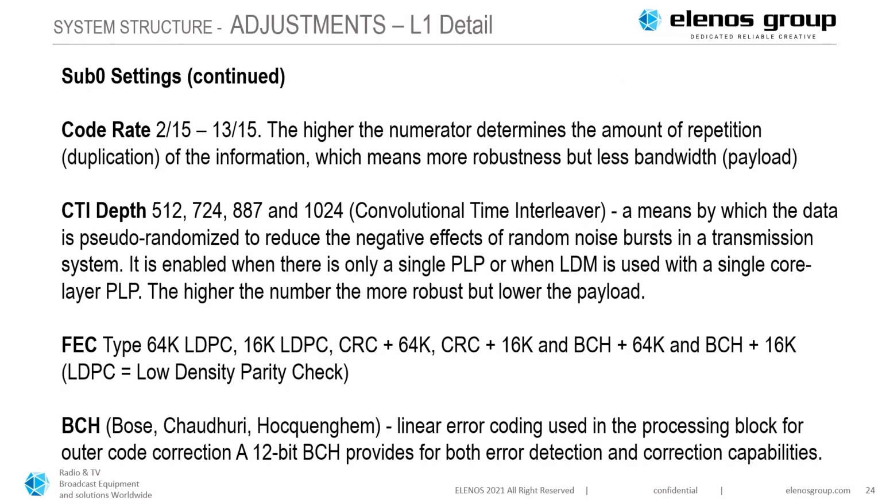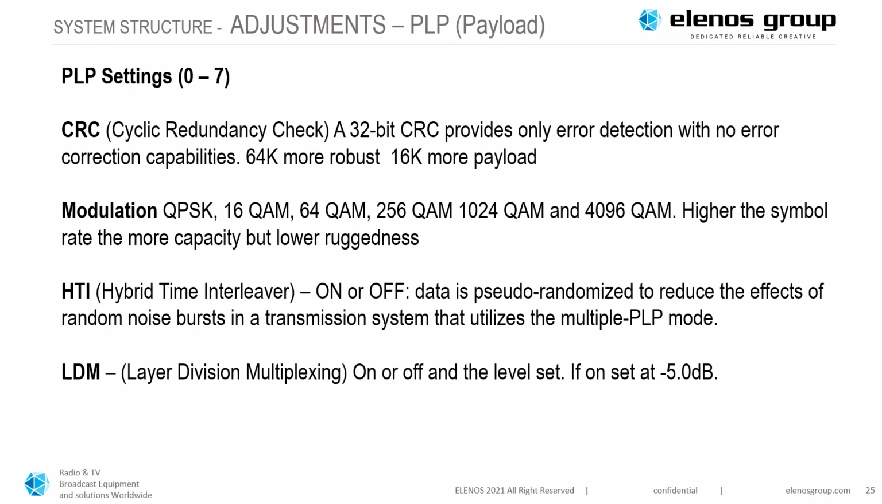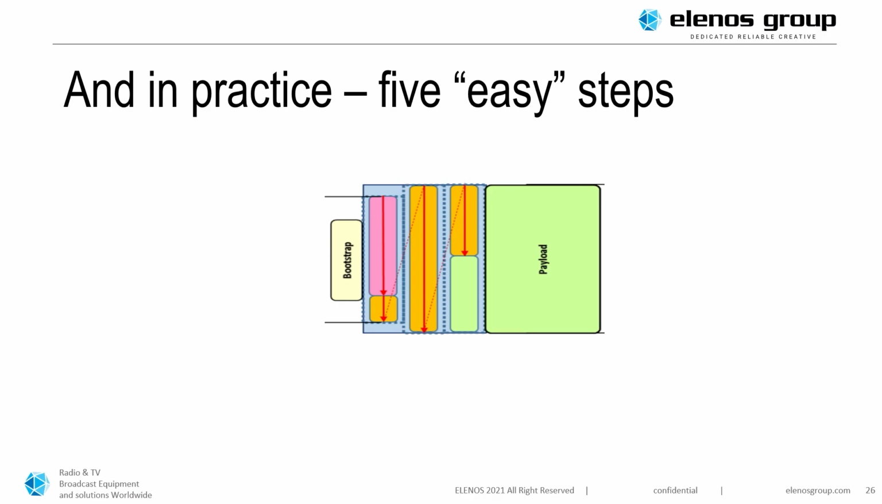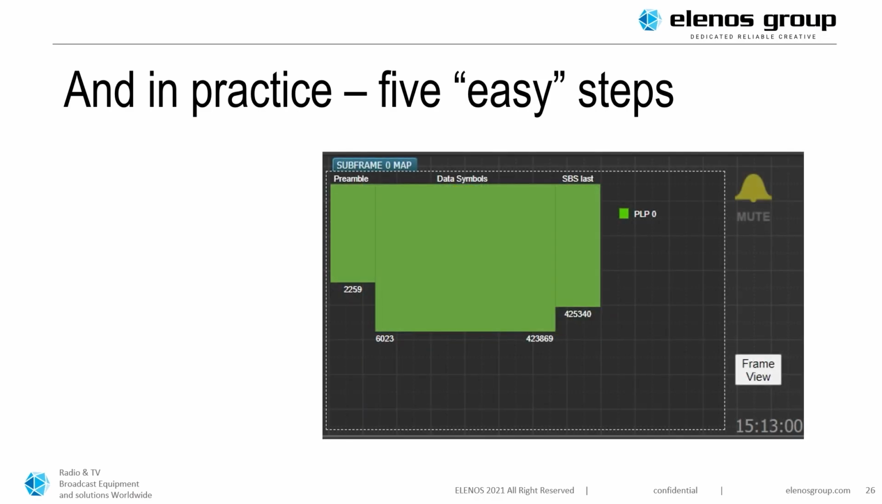And there's more. And it keeps going on and on and on. Now we actually choose the code rate, we choose the CTI depth, that's the interleaving depth, and we also choose the forward error correction. And it just keeps going on. We have the cyclic redundancy check, the type of modulation, and that's a really key one, because that really does determine who your customers are. Hybrid time interleaver, which type of interleaving, and of course, whether you're actually going to do LDM multiplexing. And in practice, it's just 5 easy steps, he says.